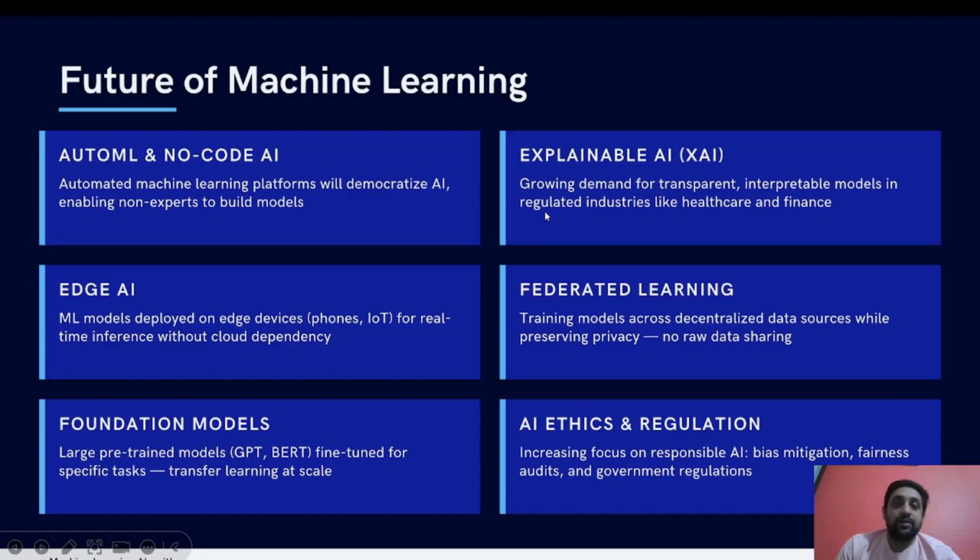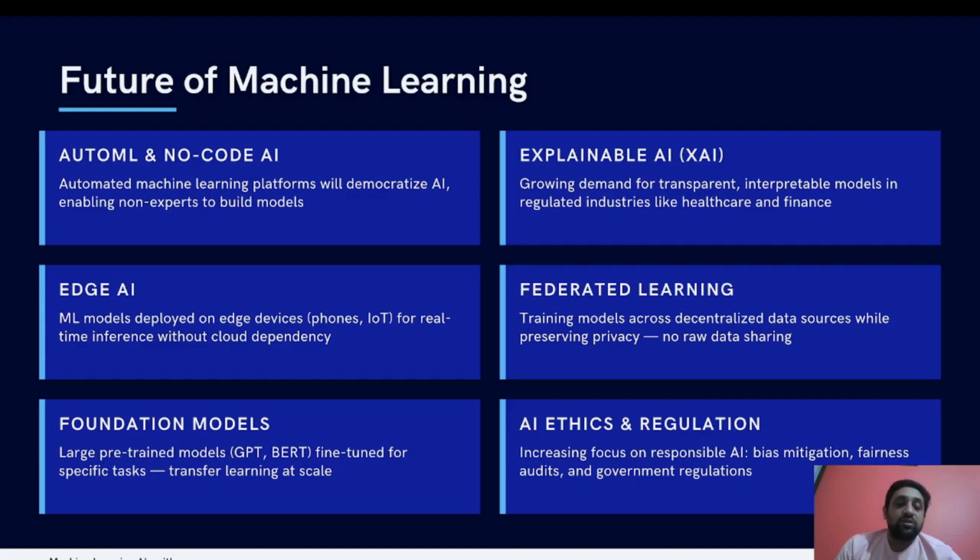Future of machine learning. The future of machine learning is rapidly evolving with new advancements. Automated machine learning, or AutoML, is making it easier for non-experts to build models. Explainable AI is gaining importance to ensure transparency and trust in decision making. Edge AI allows models to run on devices like smartphones, enabling real-time processing without relying on the cloud.